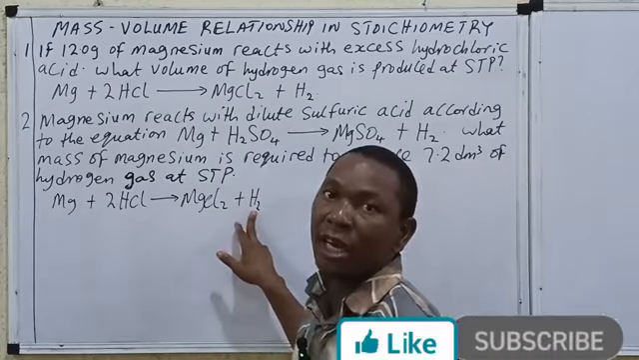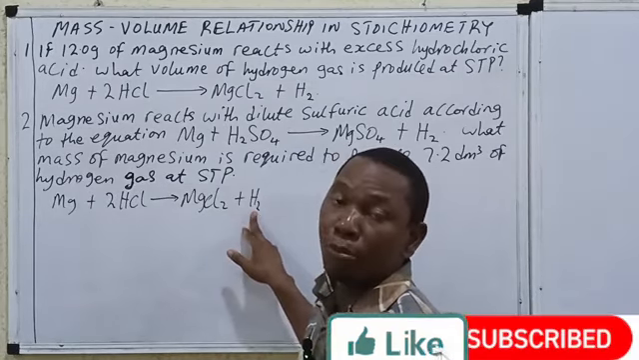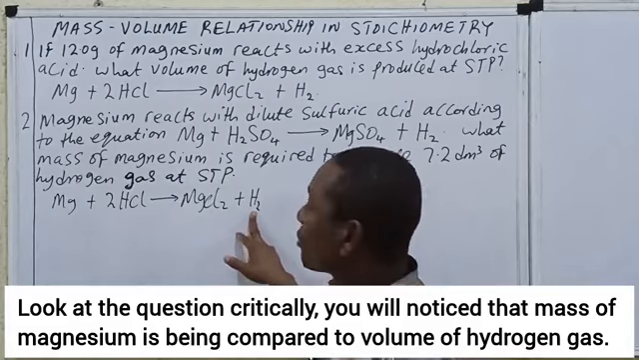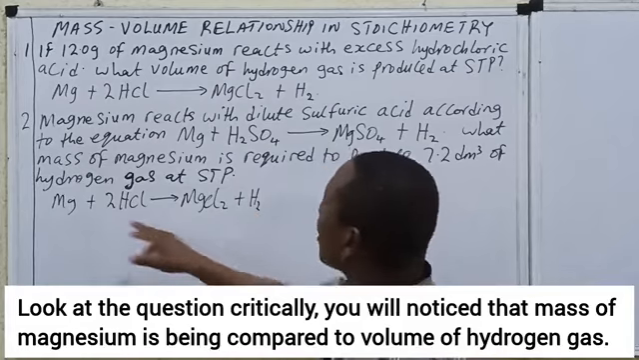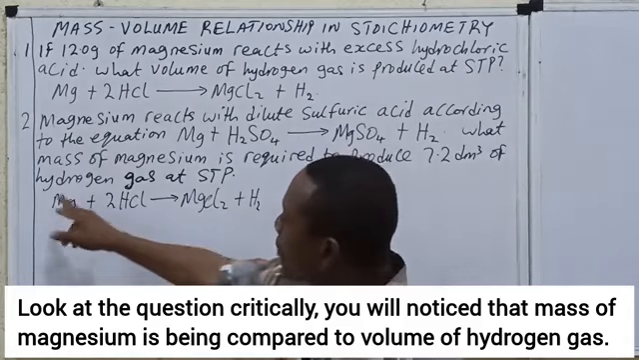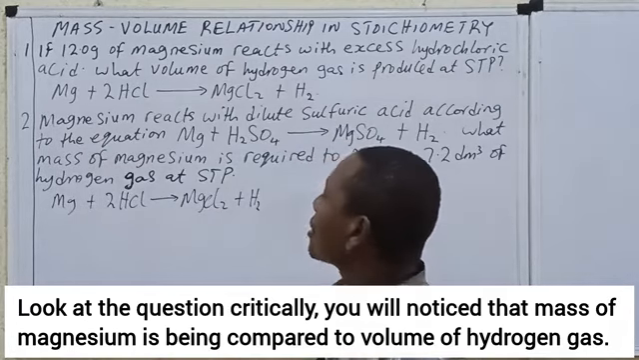If you take a look at this equation, 1 mole of magnesium gives 1 mole of hydrogen gas. That is the mole relationship. But in this case, we are talking about mole, volume, or even mass and volume.